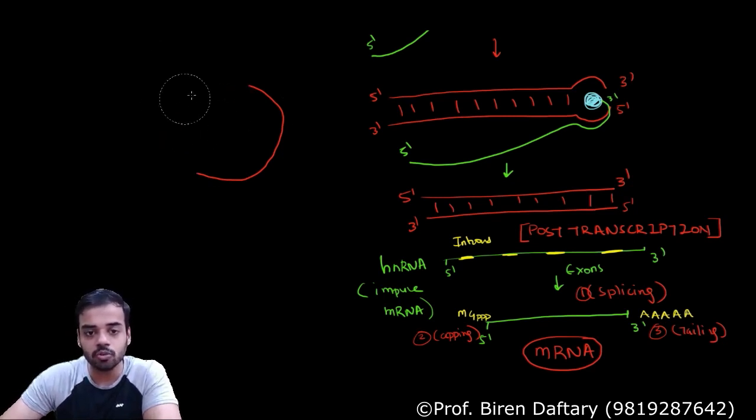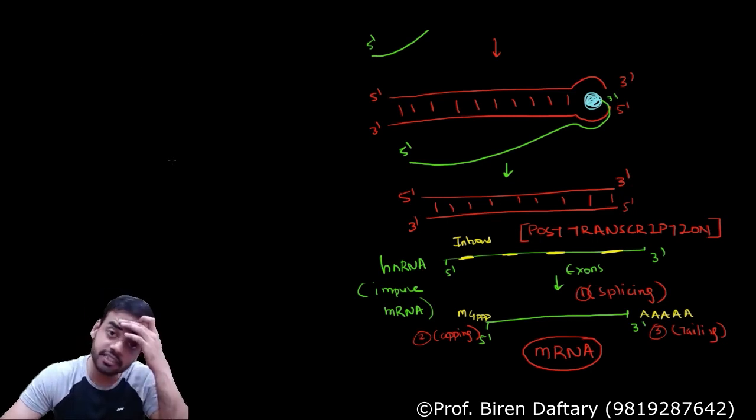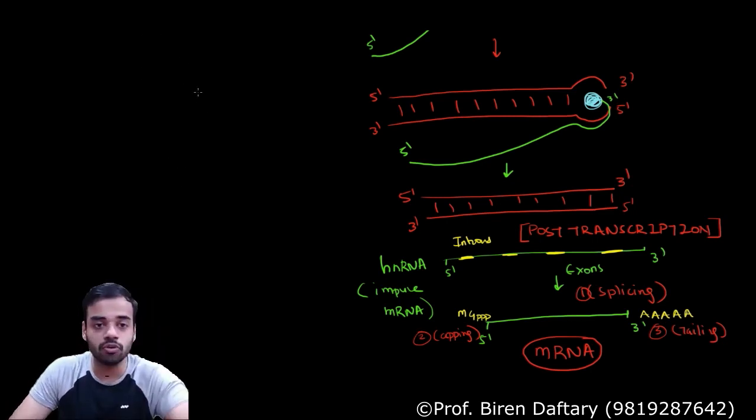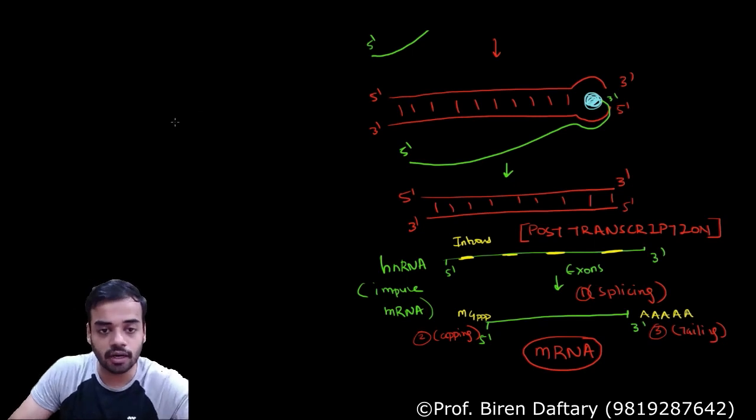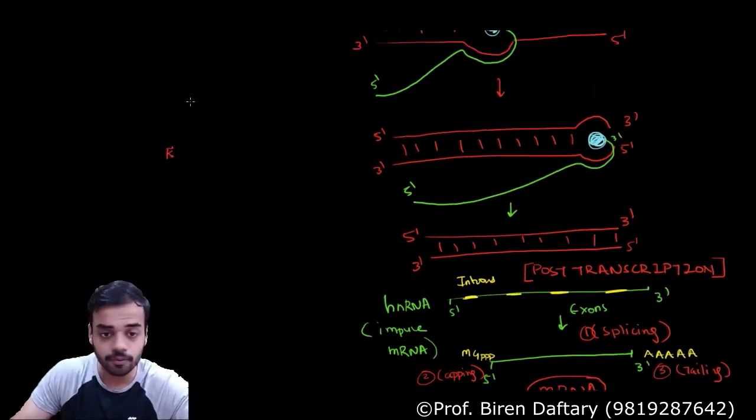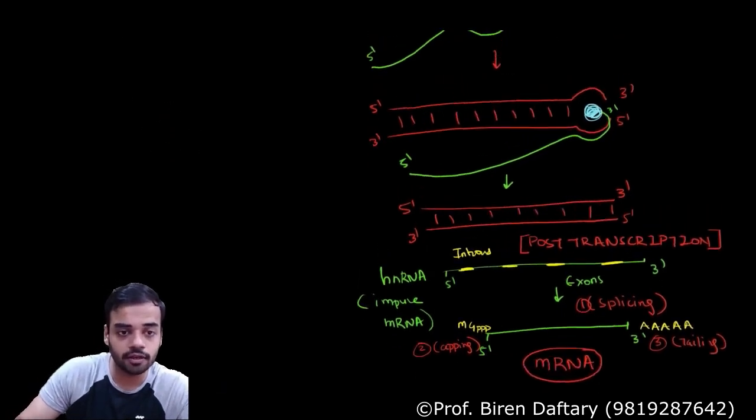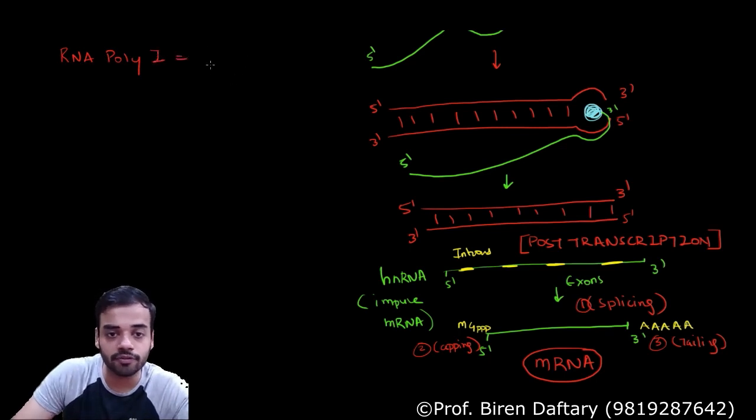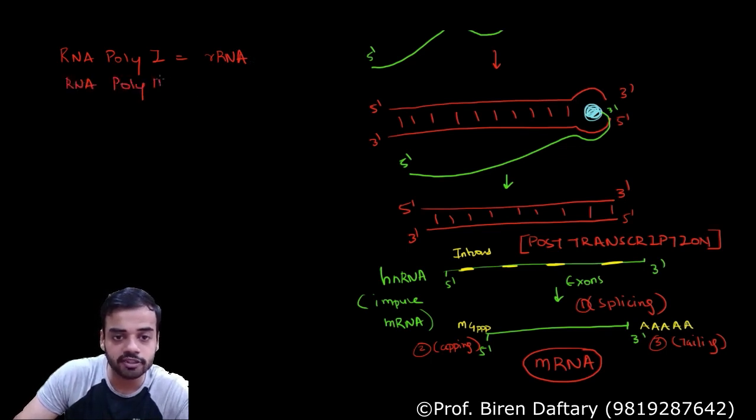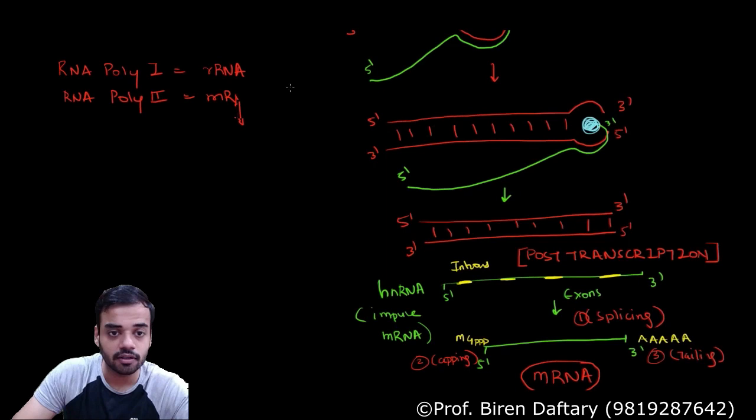Clear? Now coming to which enzyme forms which RNA. I had already told you about this. RNA polymerase 1, if I may write over here, is responsible for formation of rRNA transcription. Similarly, RNA polymerase 2 is responsible for formation of mRNA. Extremely sorry for that.